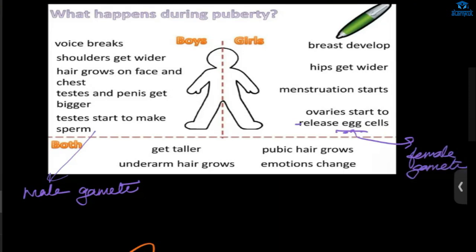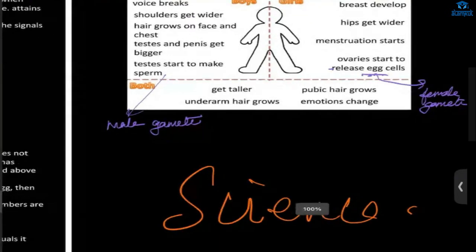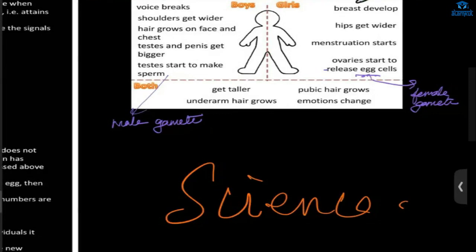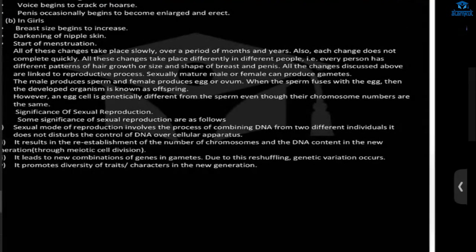Certain changes occur in both boys and girls. Both will get taller, pubic hair and underarm hair will grow, and emotional changes will be there. So in sexual reproduction, what happens? Both the gametes will develop, and then there will be fusion, that is fertilization. After that, zygote formation, that is, a new individual is formed. These changes will take place slowly.